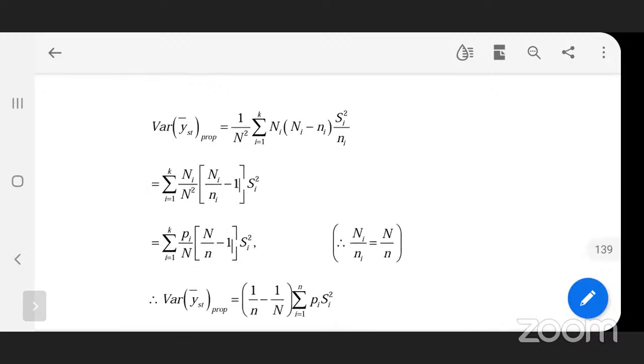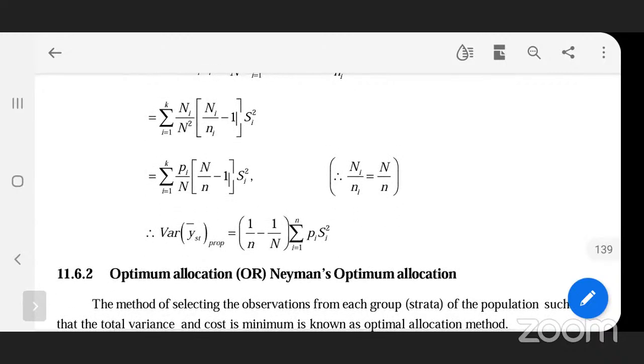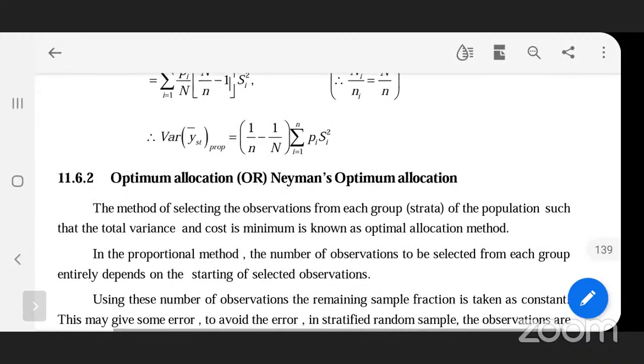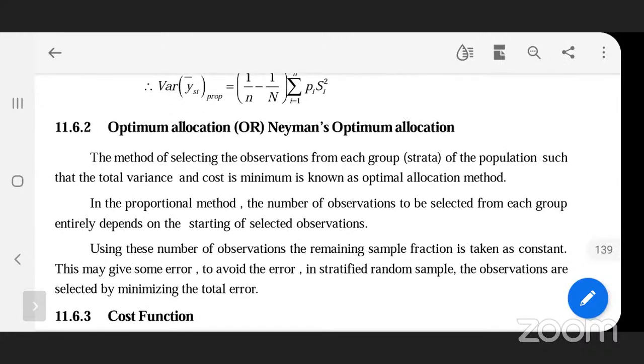So it is proportional to Pi by N into capital N minus N minus 1 into Si square. So the variance of YST bar is proportional to 1 by N minus 1 by capital N into summation I equal to 1 to N, Pi into Si square. Next, the second category comes to the optimal allocation, which is Neyman's optimal allocation.